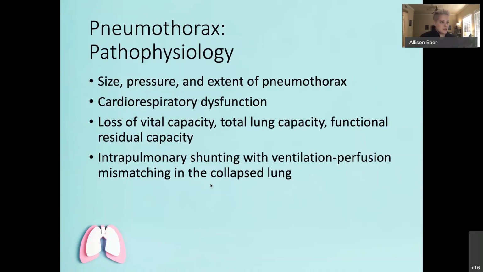So pathophysiology, the size of it is going to determine how bad it gets. But depending on where the air leak is coming from, it has the possibility to get much worse, much more quickly. As the size of it increases, it's going to increase the pressure in the lungs. So it's going to put pressure on the lungs themselves and the heart. So you can see decreased cardiac output, a loss of vital capacity. They're not able to take as big a breath. Their lungs can't expand because there's that air pressing against them. And you're going to see that intrapulmonary shunting.